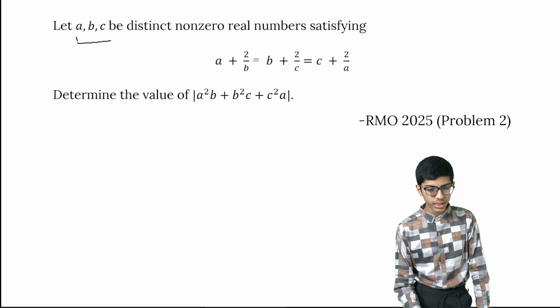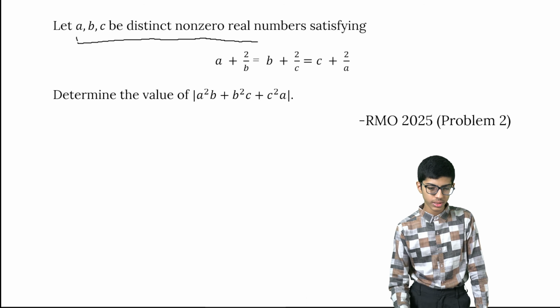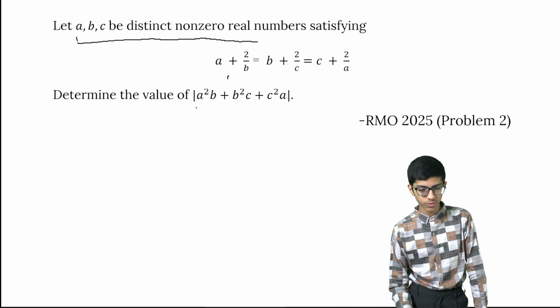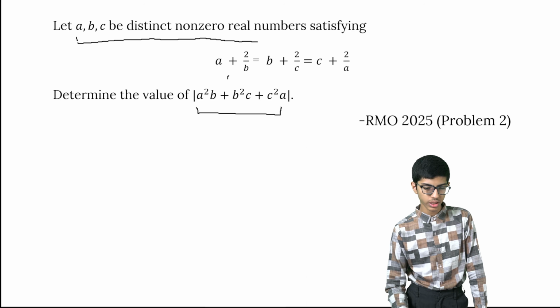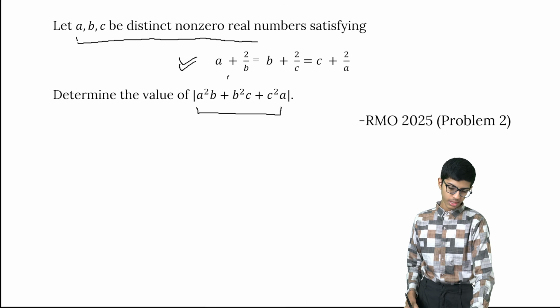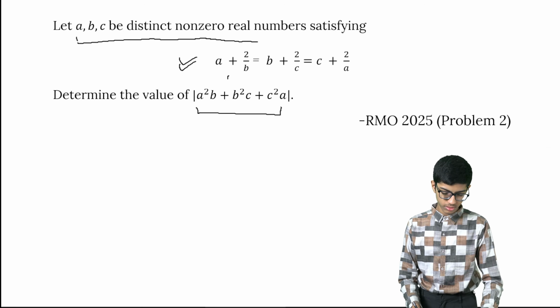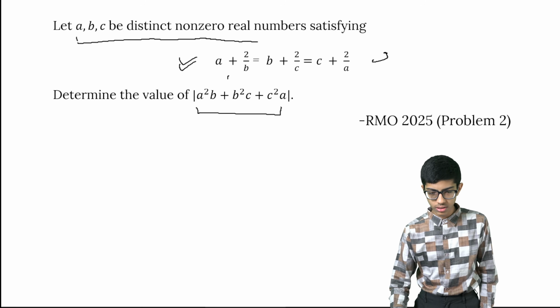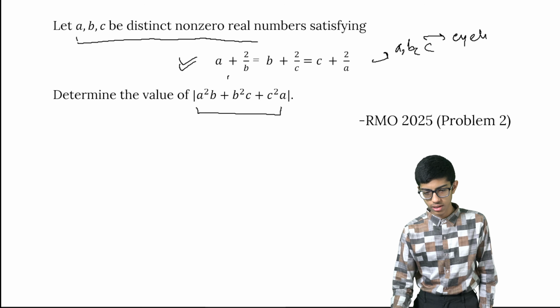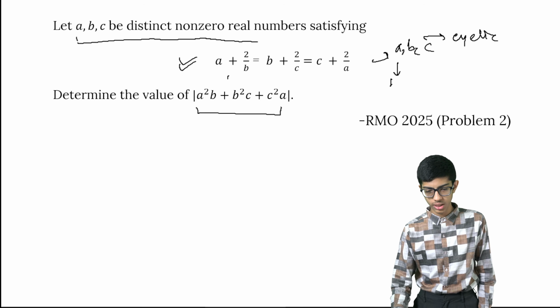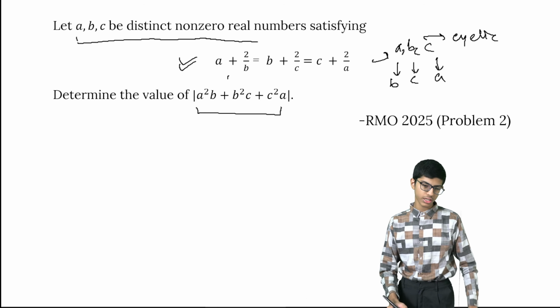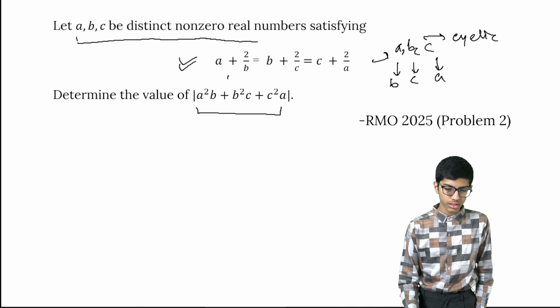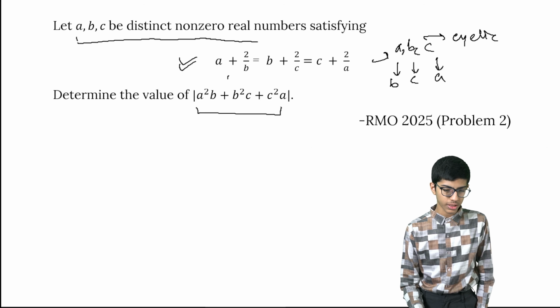So for a, b and c as distinct non-zero real numbers, we need to find the value of a square b plus b square c plus c square a for the given equation. Now, since a, b and c are cyclic in this equation, that is if we substitute a by b, b by c and c by a, then we get the same equation in rearranged form. So we will use this property later on.